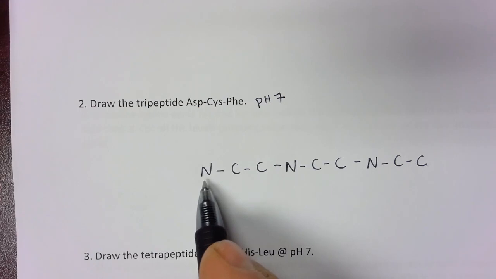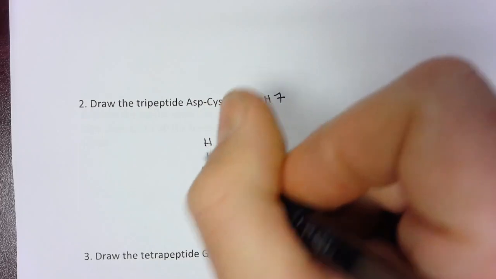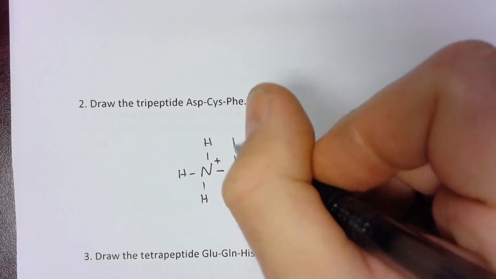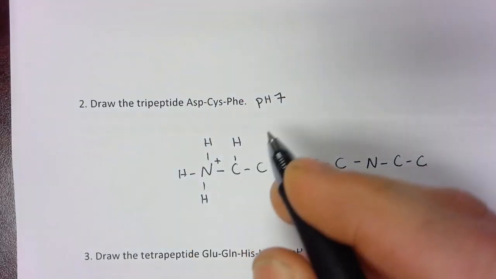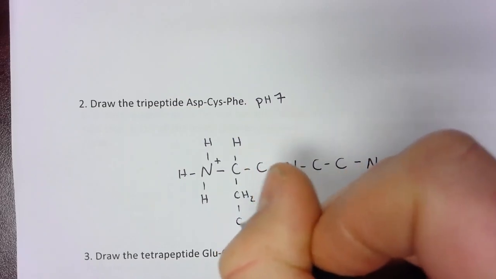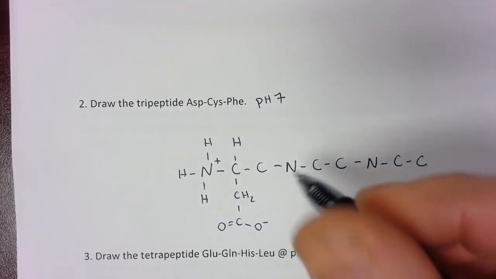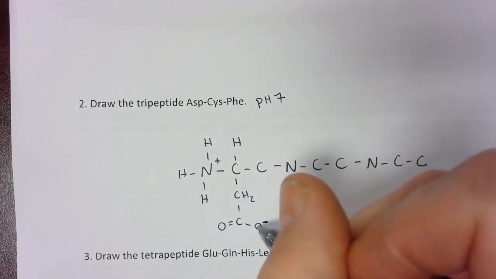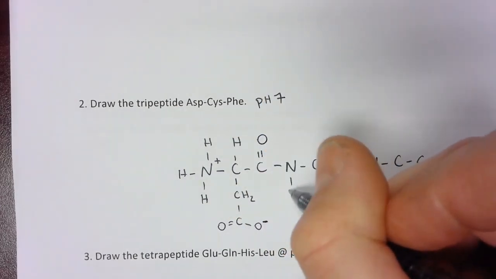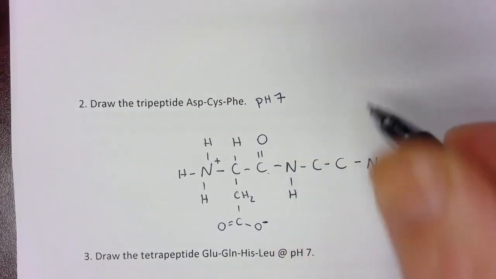So I'll start at the N-terminus. The N-terminus is the aspartic acid. There's NH3+, and then there's that alpha carbon here, and there's an H coming off of that, and then we have the R group, which for aspartic acid is this grouping. This has got a negative charge on it instead of an H because we're at pH 7. If we were at pH 2, there would be an H on there. And we have the peptide bond here. This is the peptide bond.